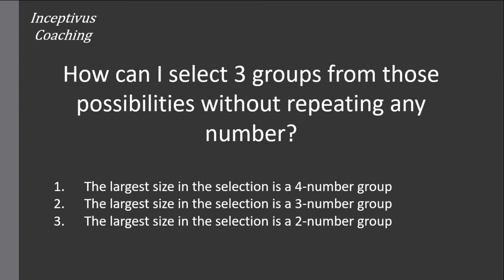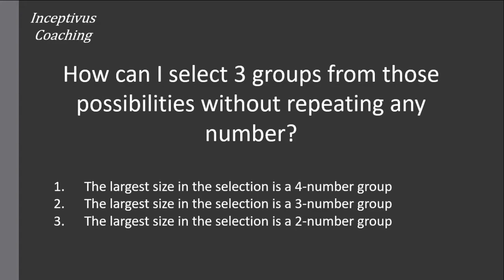And the way I split them into cases is based on the largest size in the selection, right? Remember, we could have a 2 number group, a 3 number group, or a 4 number group. So the first case I want to think about is, what if I include the 4 number group? So if 4 is the largest size, then how can I select 3 groups?